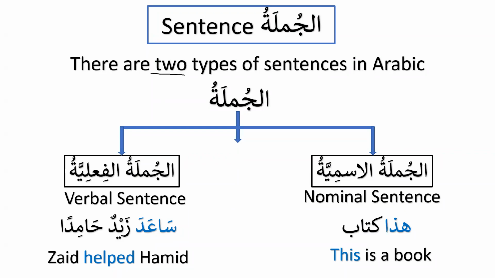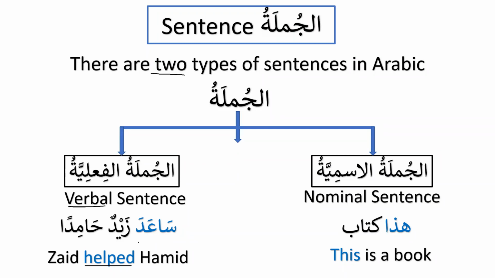Al-jumlatul ismiyatu, the nominal sentence, and a nominal sentence always starts with a noun. As we can see over here, haaza kitabun, this is a book, so it is a nominal sentence. And then we have al-jumlatul fi'liyatu, which is called a verbal sentence, and as is clear from the name, it always starts with a verb. In the previous lesson, we took this example: Sa'ada Zaidun Hamidan. Zaid helped Hamid.